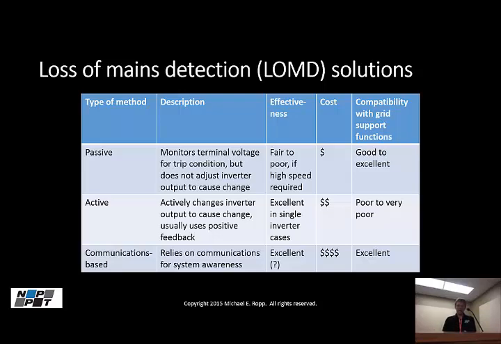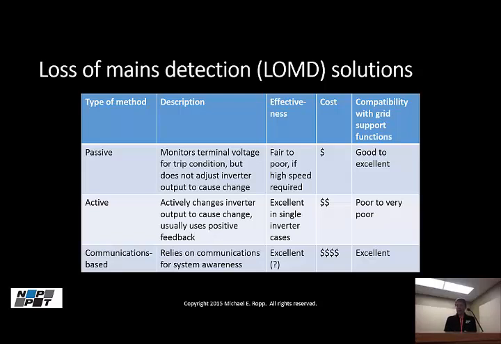These passive methods, remember that we talked before about one of the things that we want inverters to begin to do is to take on a grid support role. So we're trying to add grid support functions into the inverters, things like the volt-var characteristics that we saw. And remembering that the main purpose of those grid support functions is to help to stabilize the grid, help the grid to work better. So whatever loss of mains detection method that we come up with, we want it to be compatible with these grid support functions.